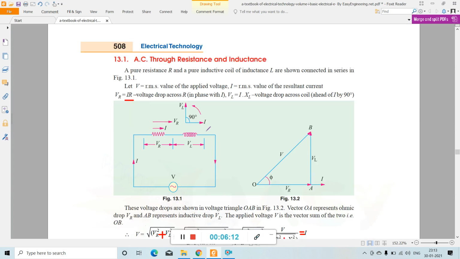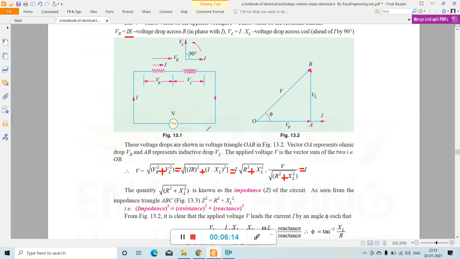These voltage drops are shown in the voltage triangle OAB. See, vector OA represents the ohmic drop VR, vector AB represents the inductive drop VL, and the applied voltage V is the vector sum of these two. This is the applied voltage V, that means the OB vector. If we represent this voltage triangle in expression, this is our expression which is given here.